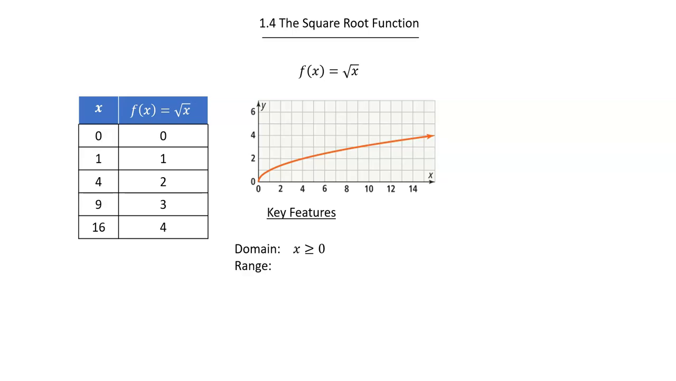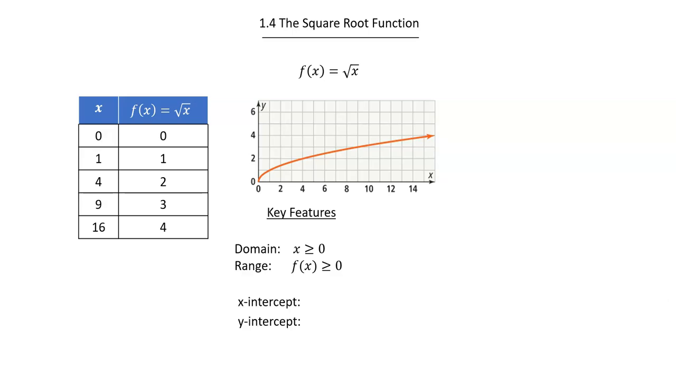The range is the y values we get from the function. You can see on the graph, the y values are all positive. And so the range is y is greater than or equal to 0. And of course, in our function, f of x is the same as saying y.